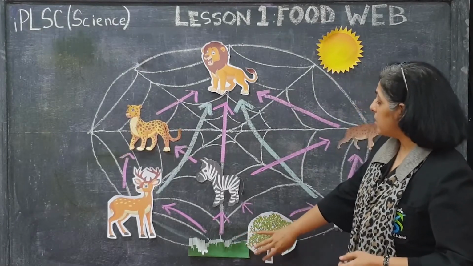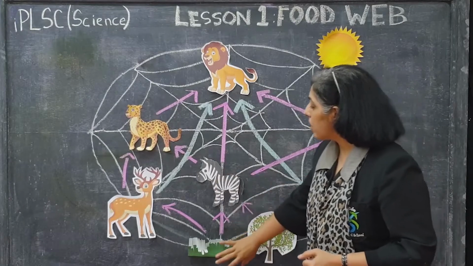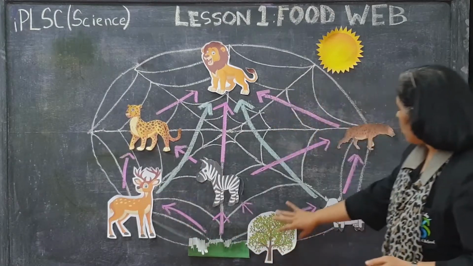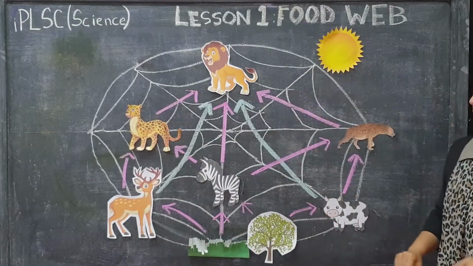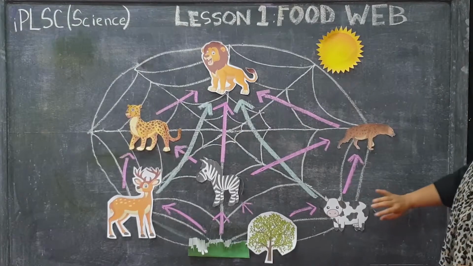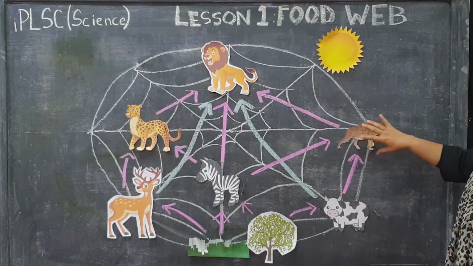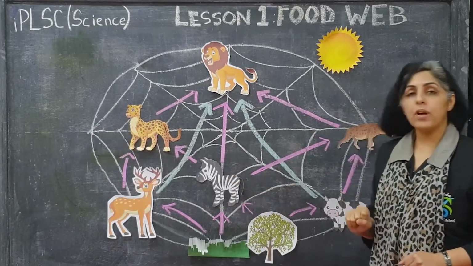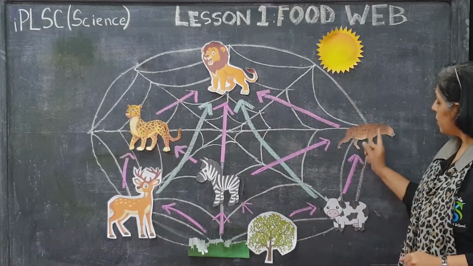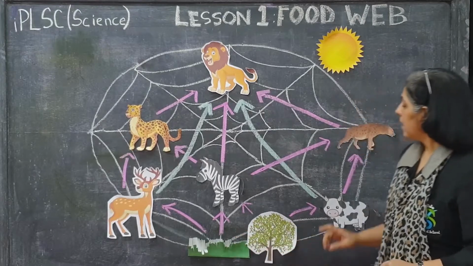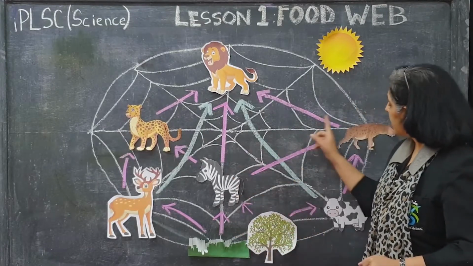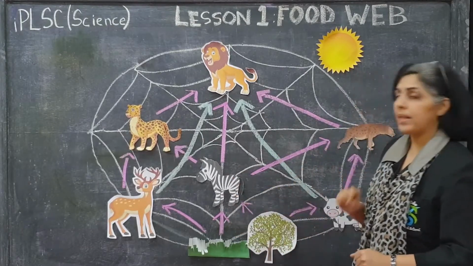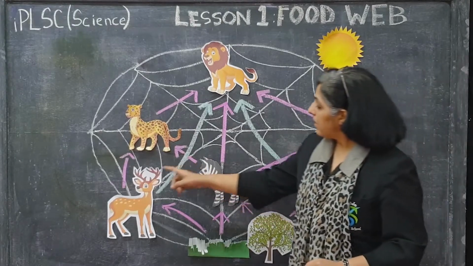It is being eaten either by a zebra, a deer, or a cow or a bull. Now, this is again being eaten by a hyena. A hyena can also eat a zebra. So you see, this food chain is intersecting this one as well, right? Take a look at this.